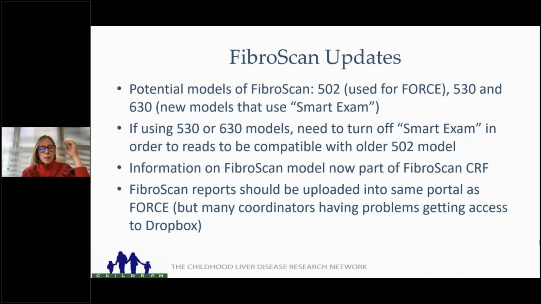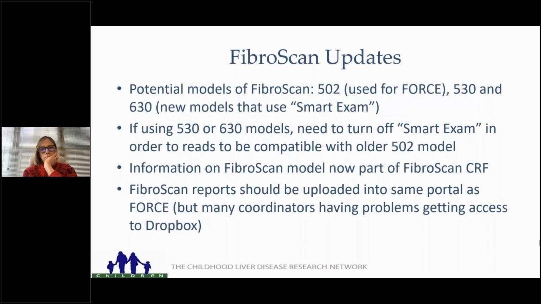But I did want to ask, are people still having trouble getting the fiber scan reports uploaded into the FORCE portal? I know the answer because I've seen the data, but I would like to hear why. I know that fiber scans are being done on these patients, but at the DCC end, they're not being seen as uploaded on the portal. So what are the barriers for coordinators to that happening?